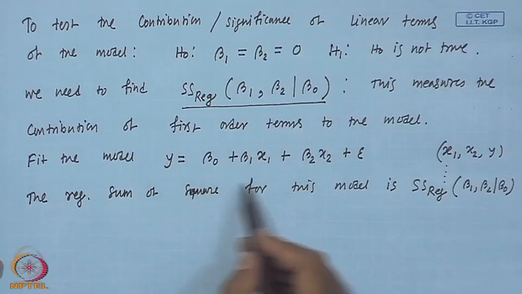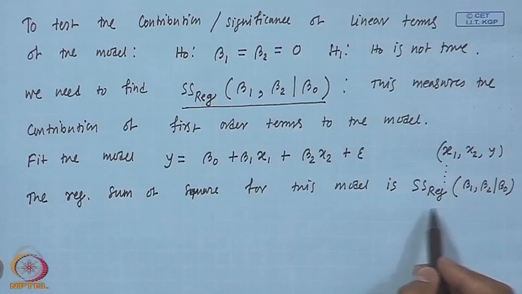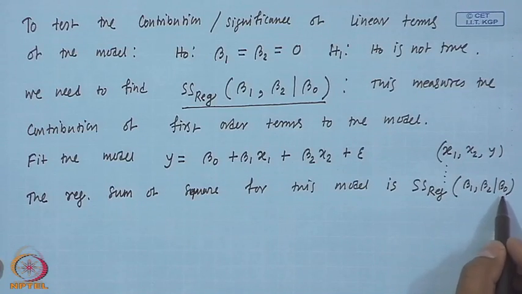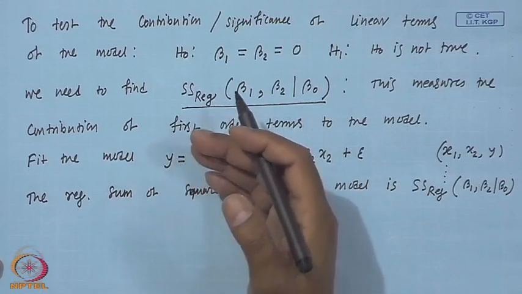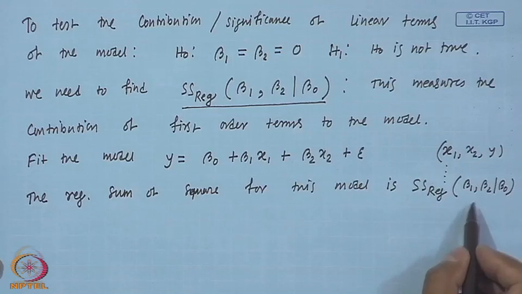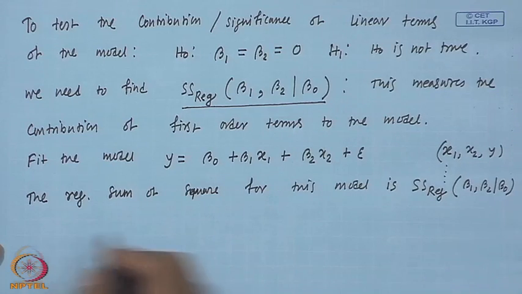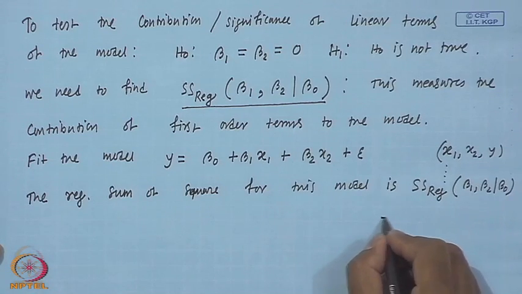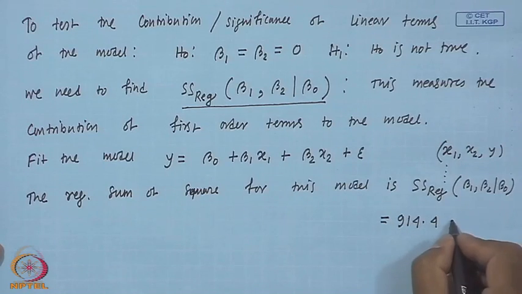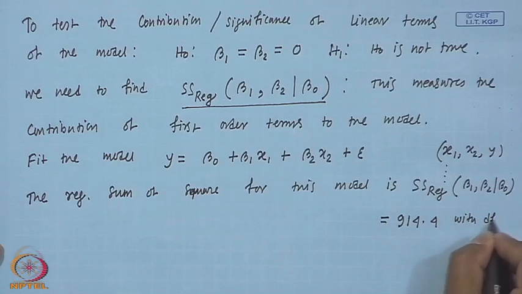So, SS regression for this model is the same as SS regression due to beta 1, beta 2 in the presence of beta naught for the model we considered, the second order model involving two variables. Okay? So, this can be found to be equal to 914.4 with the degree of freedom 2. Maybe I will explain why it is 2.